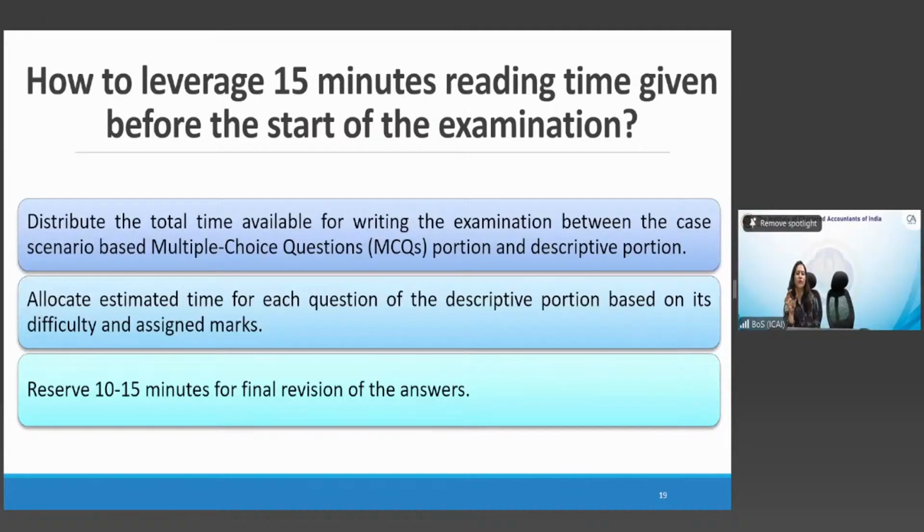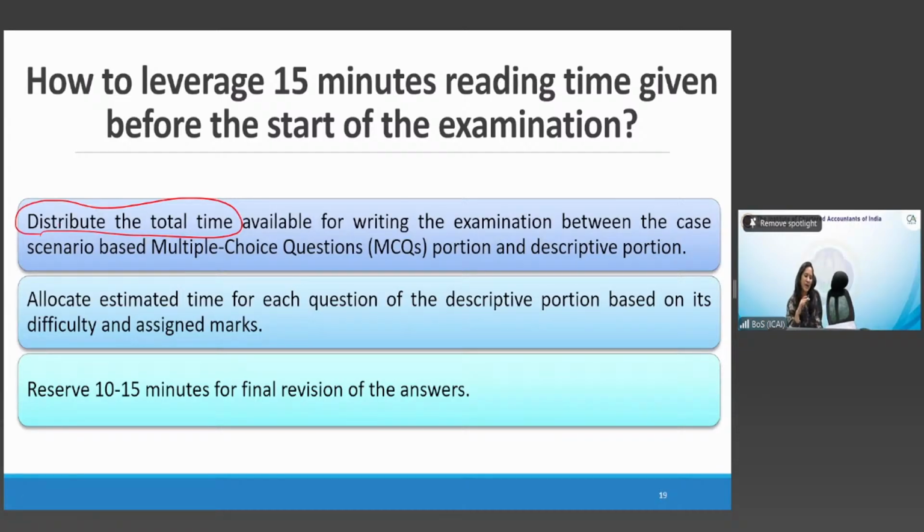Then distribute the total time which is available for you for writing the examination between the case scenario based multiple choice questions and the descriptive question. So you have to distribute the total time. Now, how are you going to distribute the total time?